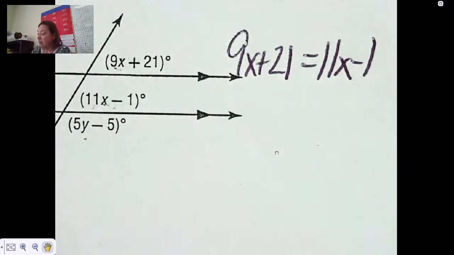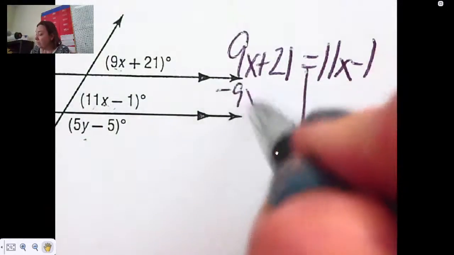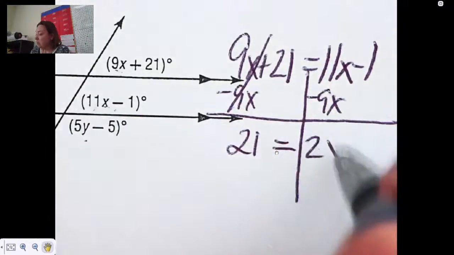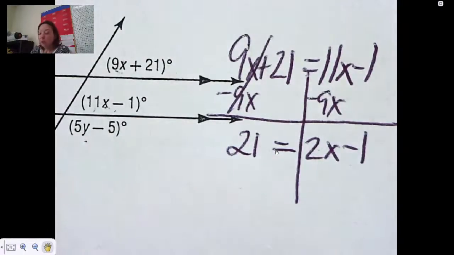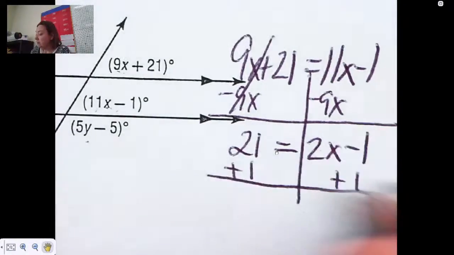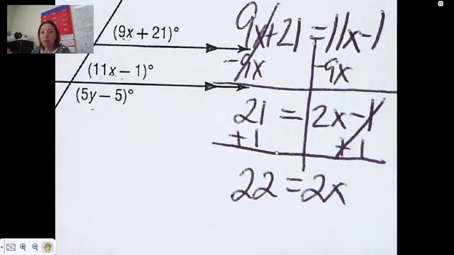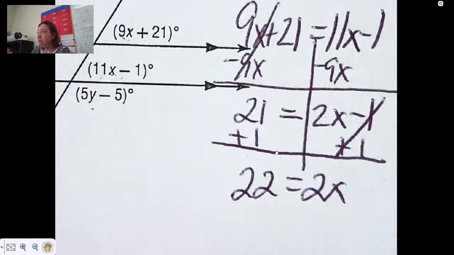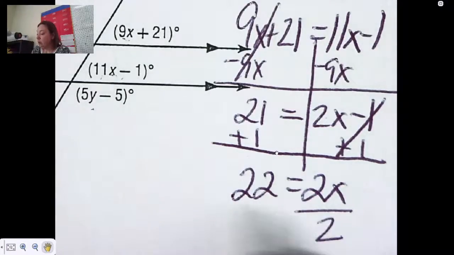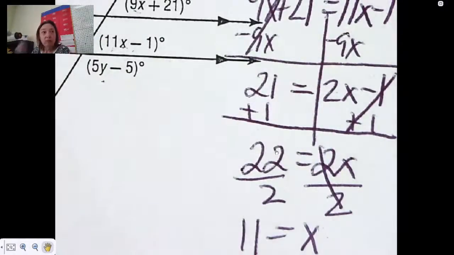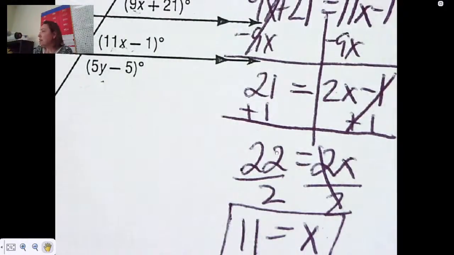And now we can solve that. So if we're going to solve that, we're going to subtract 9x from both sides. That's going to give us 21 equals 2x minus 1. Then we're going to add 1 to both sides. That's going to give me 22 equals 2x. Then what? What's our next step going to be? Divide by 2, right. So that gives me x is what? So that's my answer. It's not a degree. It's just a value for x. So my answer there is 11.